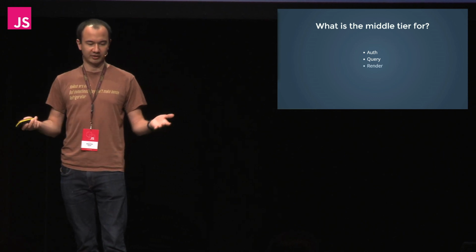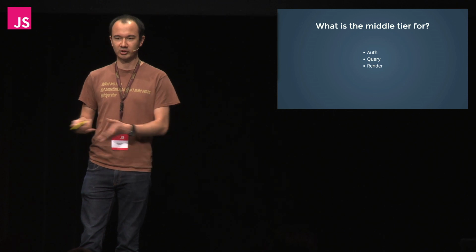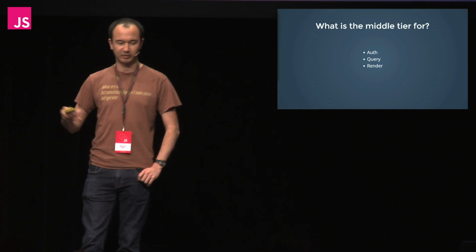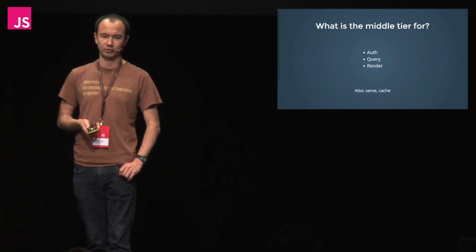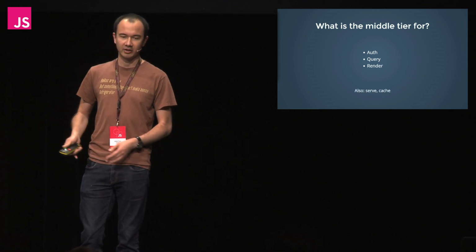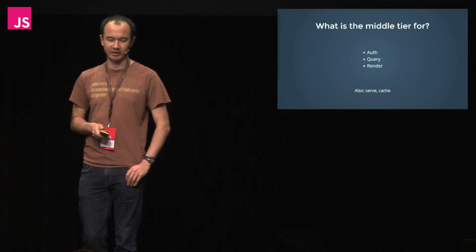And once I've got the data, I can just render it. That's the simplest thing that the middle tier does, and that's usually what it would do if you implemented it in any language. There's a few other things, obviously, that servers do, like serving the actual files, maybe caching, serving data. But let's leave that on the side for now.